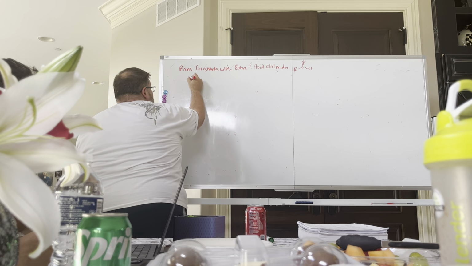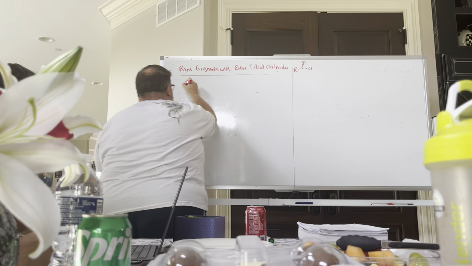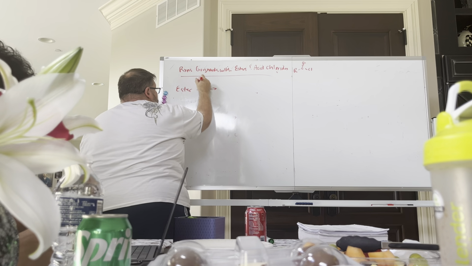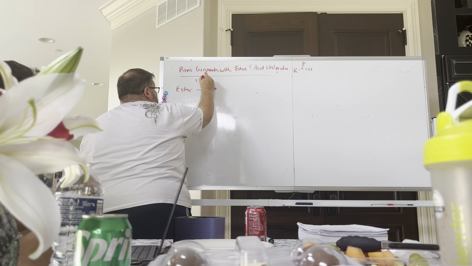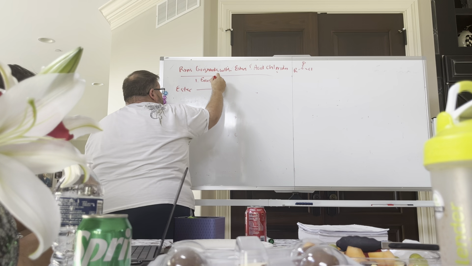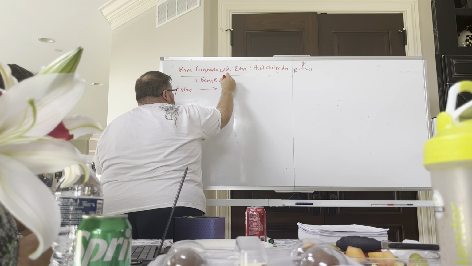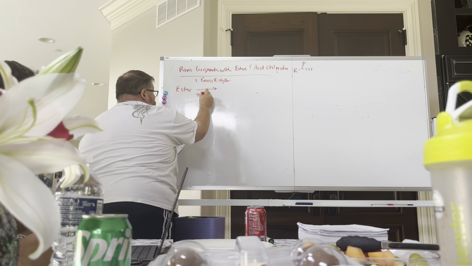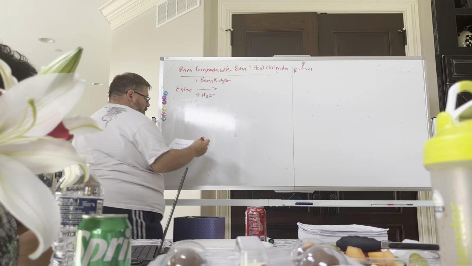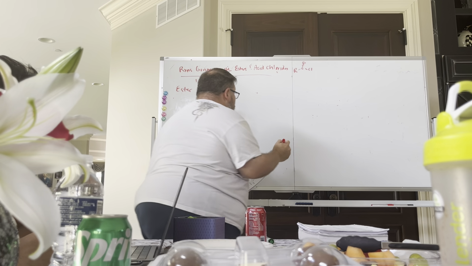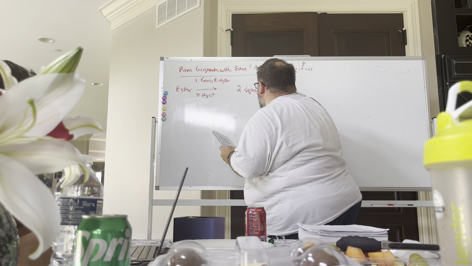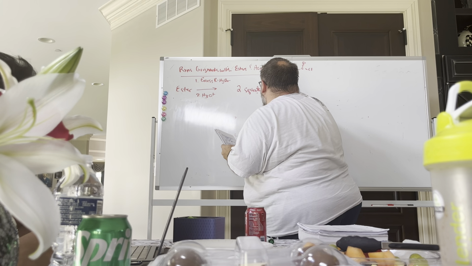Okay, so for esters, we take an ester, and if we use excess, so we use a lot of Grignard, and then of course propane at the end, we actually get out two separate alcohols.